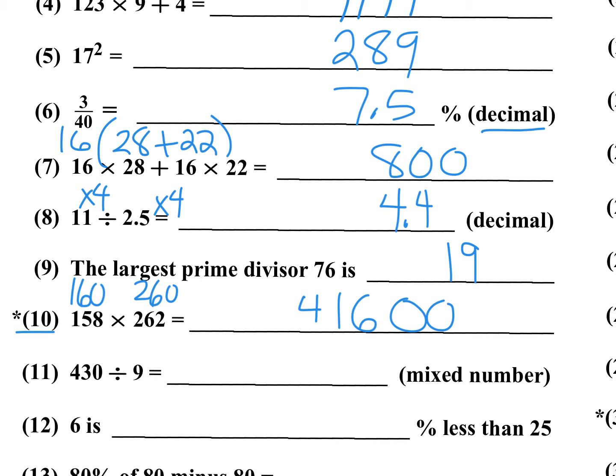Number 11, 430 divided by 9. They want the answer as a mixed number. So what I'm going to do here is add the 3 digits, 4 plus 3 plus 0. That gives me the remainder part, 7. So remainder 7 means I have 7 9ths. And then I add the first 2 numbers, 4 plus 3, that's 7. And then I just bring down the 4. So the answer there is 47 and 7 9ths.